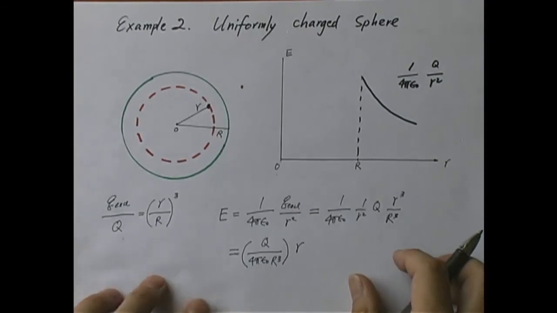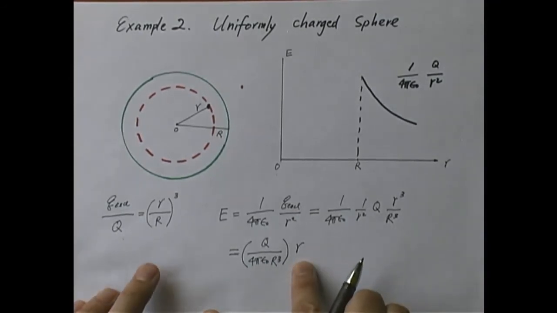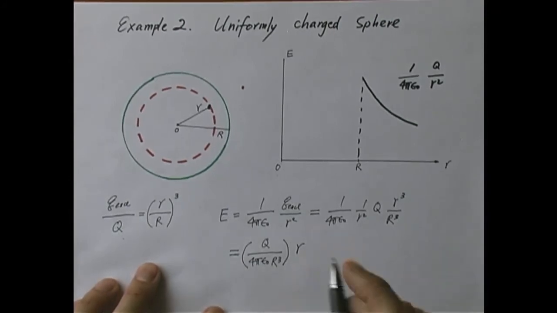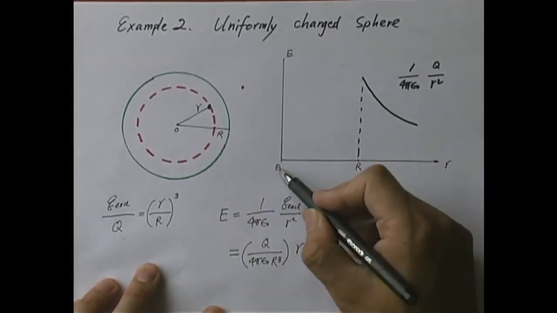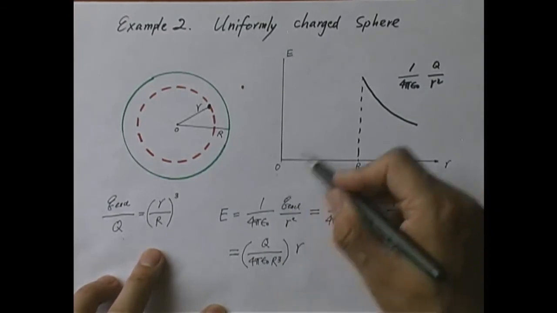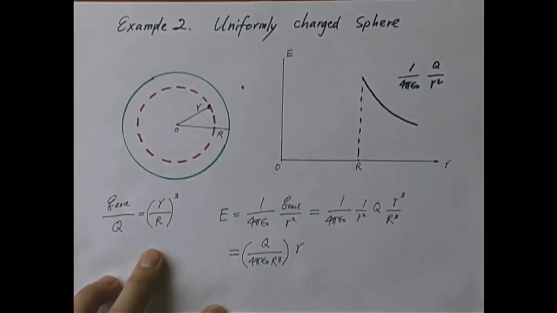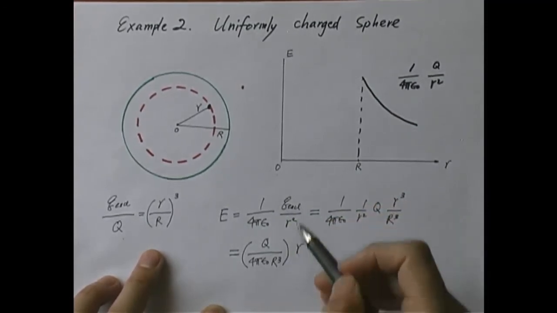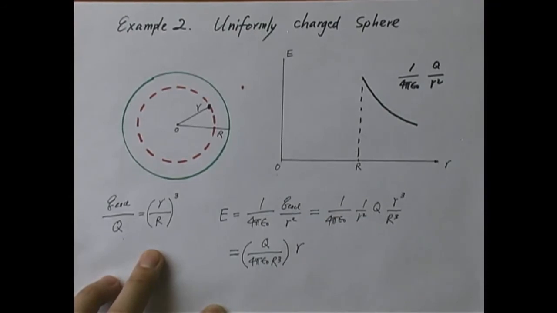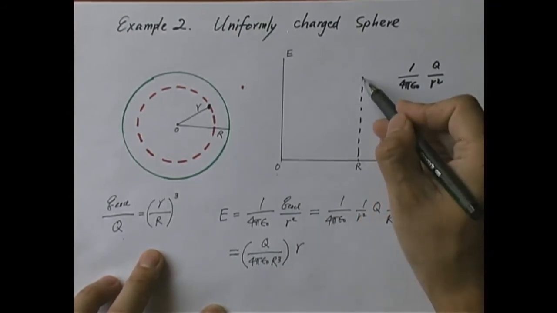Interestingly enough, you get a linear field. The electric field inside the sphere is not zero, but it's linear. It starts from zero in the middle and extends uniformly, linearly outwards. On this diagram, how should I draw it? Well, it's a straight line, right? Because it's proportional to R to the first power, starting from 0. Where does it end? Does it meet that point?